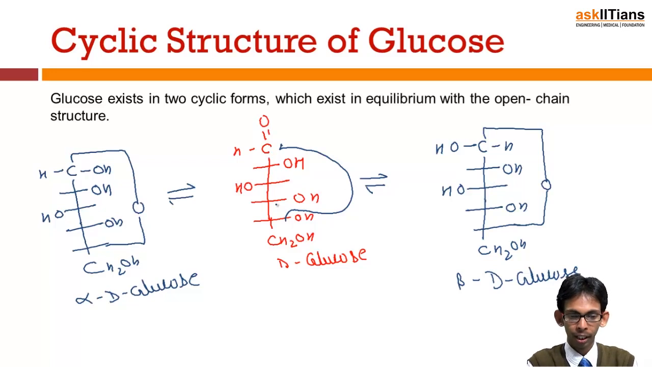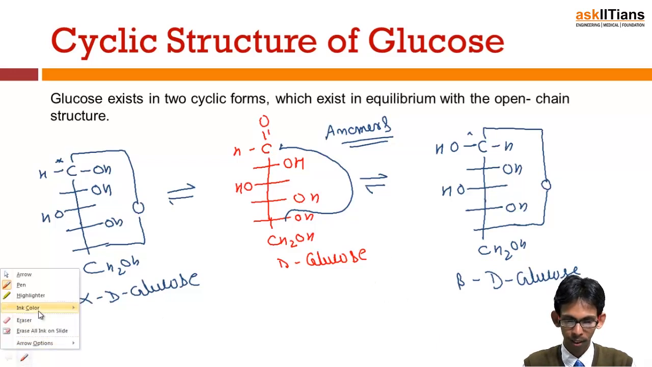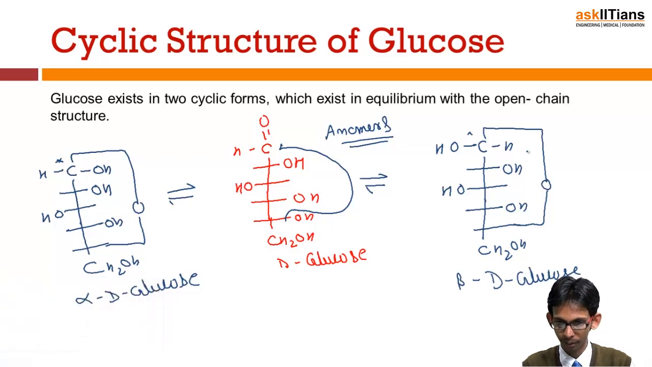And these two differ from one another by this carbon only. In this one, OH is present on the right hand side, in this one OH is present on the left hand side, and these two are anomers. Alpha and beta forms of a compound are anomers, and this carbon is the anomeric carbon. Okay, so this can also be written in another projection, and that would be like this. If we want to write the cyclic form of this, we'll write it in this way.